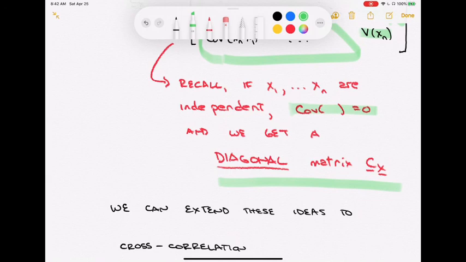They have super easy inverses. All that kind of stuff just becomes much, much simpler in the case of not having that kind of cross relation, where we have our covariance equal to 0.